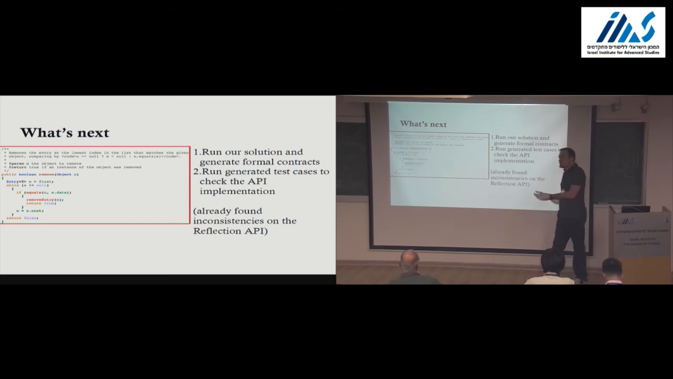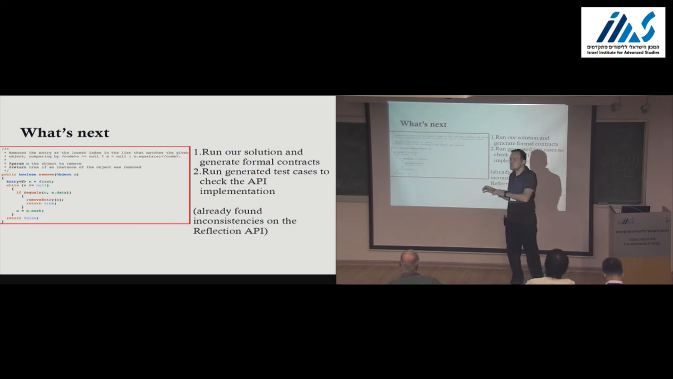We actually did that already, and we found two inconsistencies in the reflection API. What is an inconsistency? It's something that is written in the documentation but implemented differently. We don't know if it's a bug, but it's an indication of a bug. Okay? Thank you.